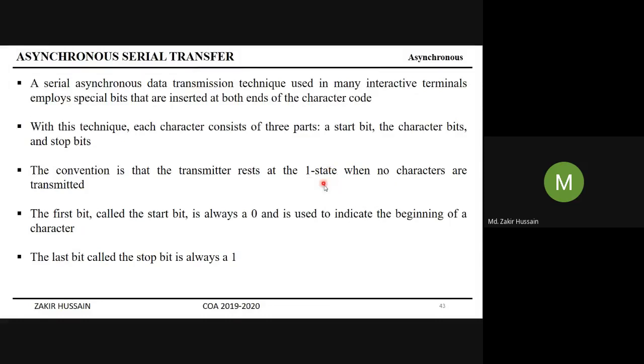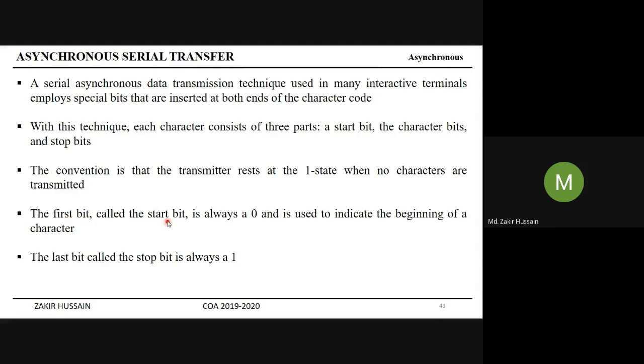Any machine will be in some state. Suppose your system is there. It is in some state when you are not working. When you start working, it comes into some other state. If it is hanging, suppose you press the power button for a long time, then it may go to the restart state. So it is in one state. The convention is that the transmitter initially will be at one state when no characters are transmitted.